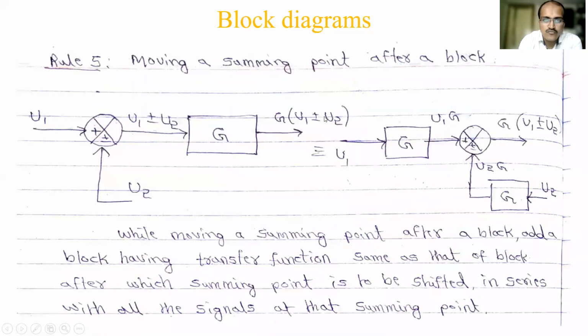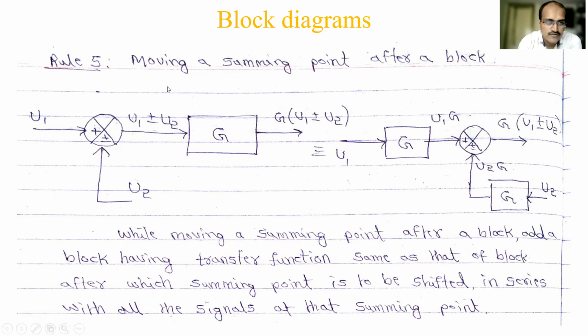Next, rule number 5 is moving a summing point after a block. This needs to be done very carefully, because a little bit of confusion will start here. Whatever we discuss next is regarding the takeoff point and the summing point: moving a summing point after a block, or before a block. So it should be manipulated very carefully. The algebraic equation should be satisfied.